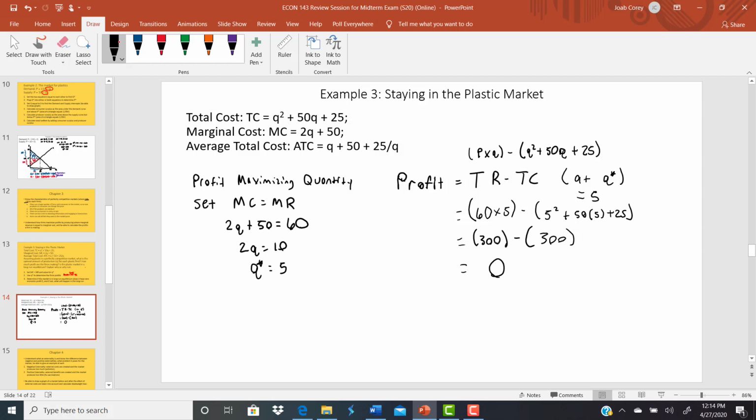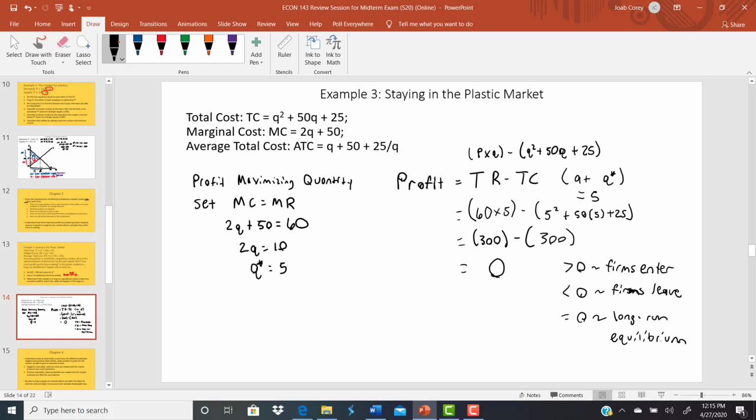And with that in mind, we know that this firm is in long run equilibrium. Again, if this was a positive number, right, if our economic profit is greater than 0, then firms are going to enter and drive prices and profits down until they're 0. If it's less than 0, those firms are going to leave until the remaining firms are making 0 economic profit. And if it's equal to 0, then that's how we know we are in that long run equilibrium. So in this case, we know that we are in long run equilibrium.